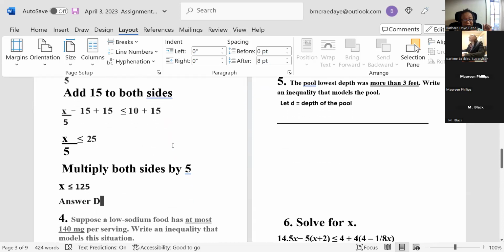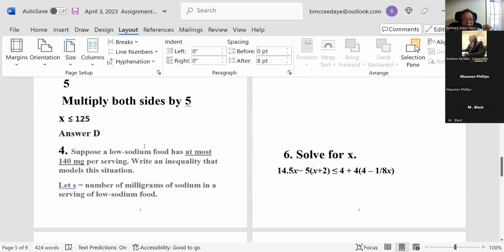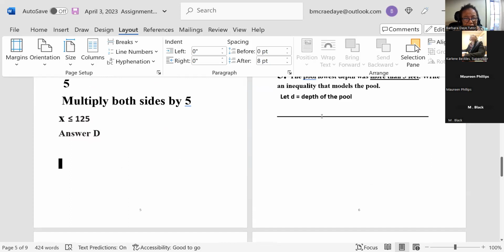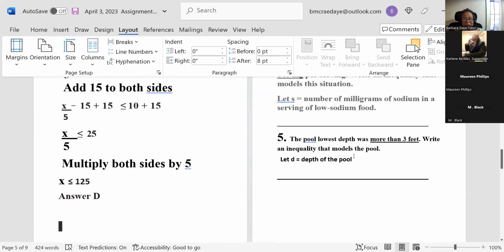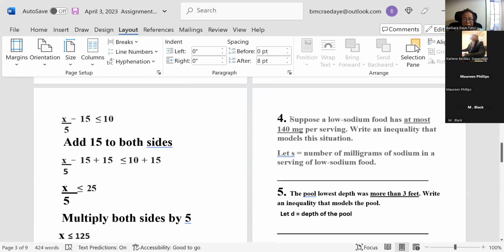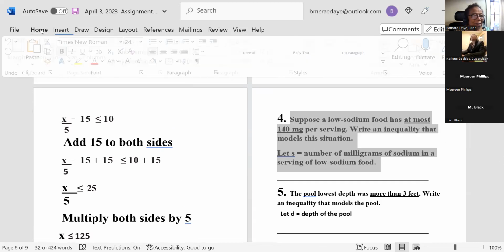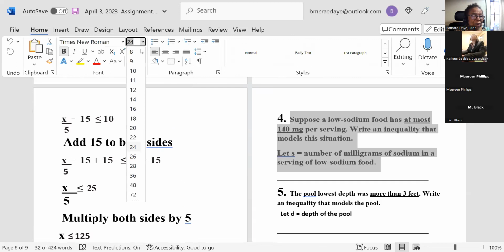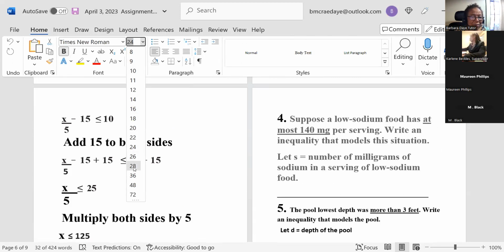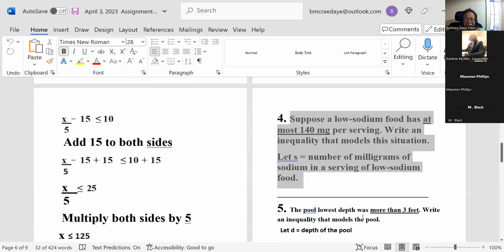Okay. That was number 3. Let's look at number 4. Mercedes, you said you had a problem with that one. Maureen, did you do number 4? No. Let's see. Suppose a low sodium food has at most 140 milligrams per serving. Write an inequality that models this situation.